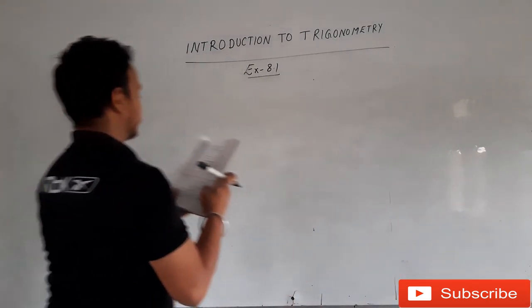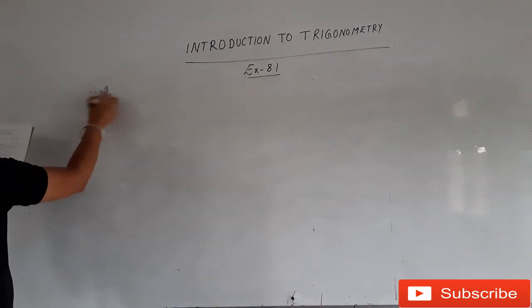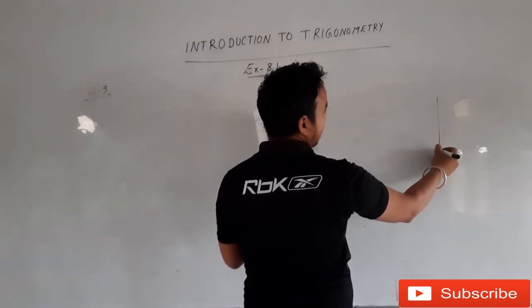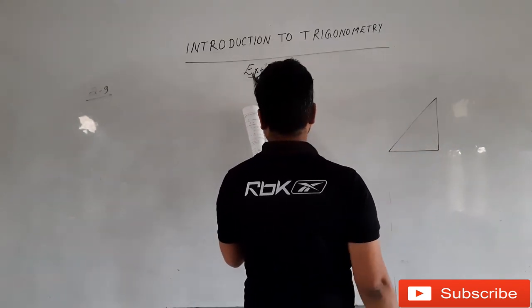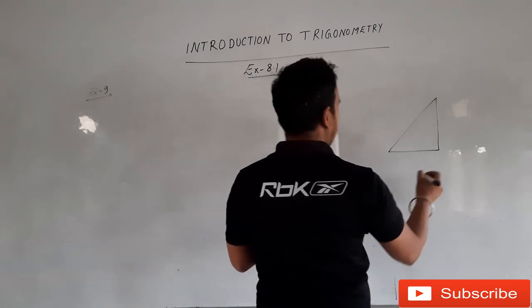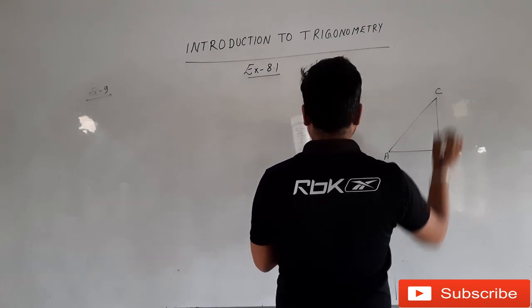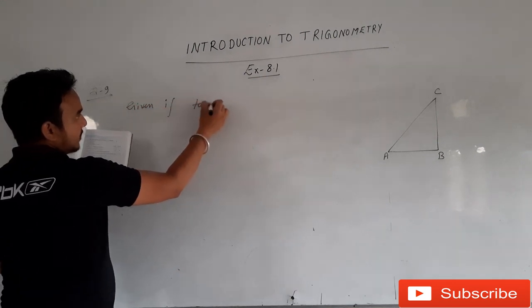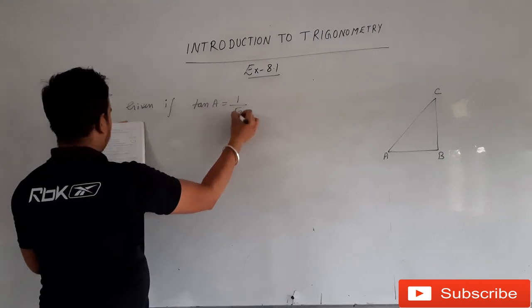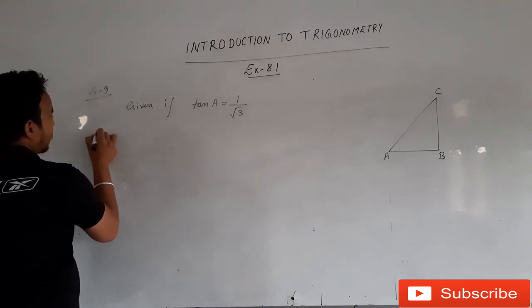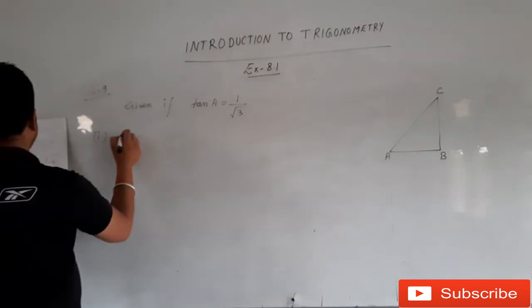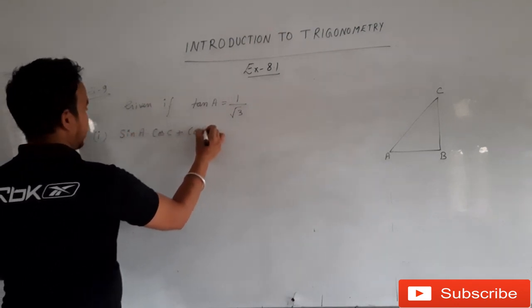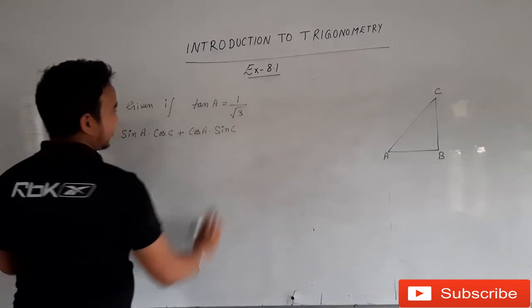Question number 9. In triangle ABC, right angled at B, given that tan A is equal to 1 by root 3, find the value of sin A into cos C plus cos A into sin C.